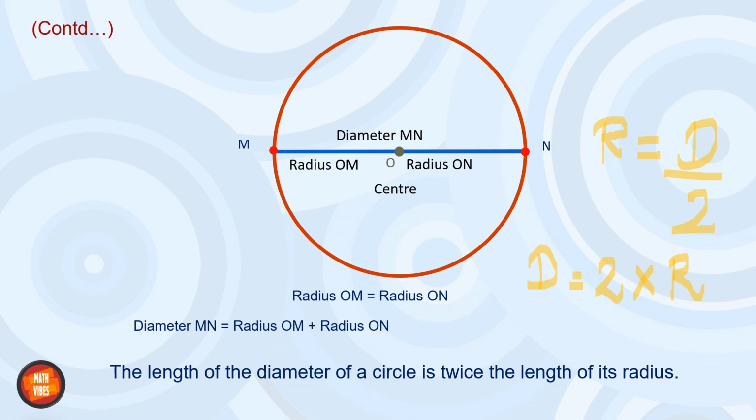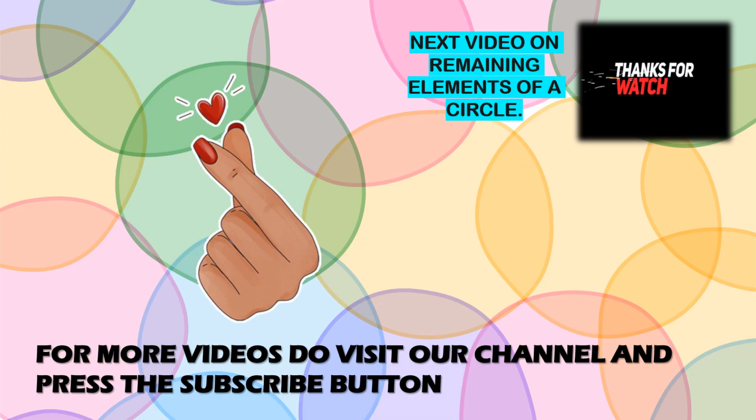The length of the diameter is twice the length of the radius. So I hope you have understood, and that was all about some of the elements of the circle. The remaining elements of a circle I will discuss in the next video.